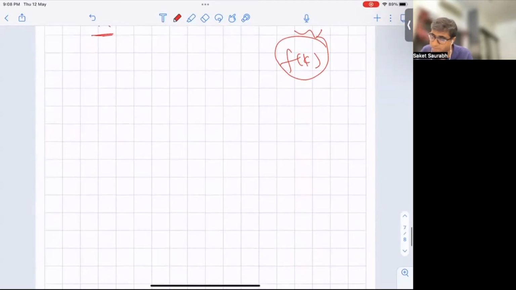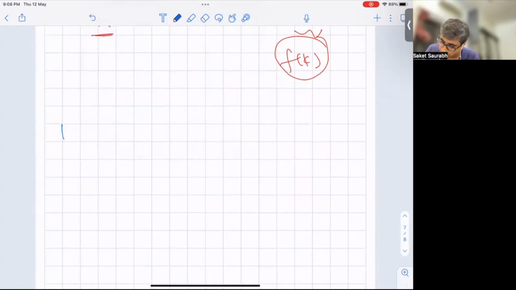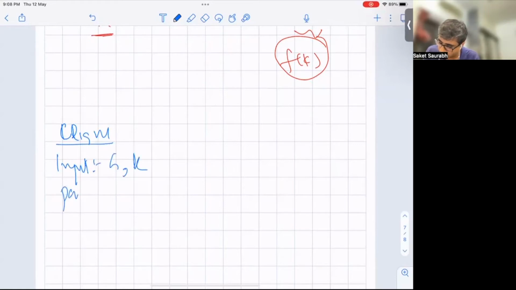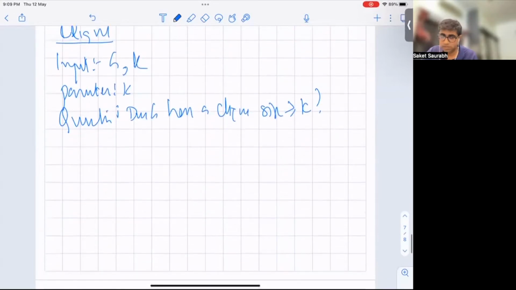But there's another simple reduction that you must have seen in your algorithms course, let's say the clique problem. Input is G, K, the parameter is K, and the question is whether G has a clique of size at least K. Can you come up with a reduction from independent set to clique? The classical one.